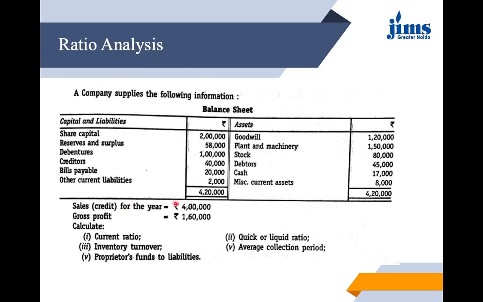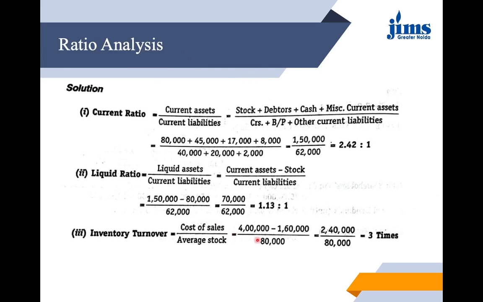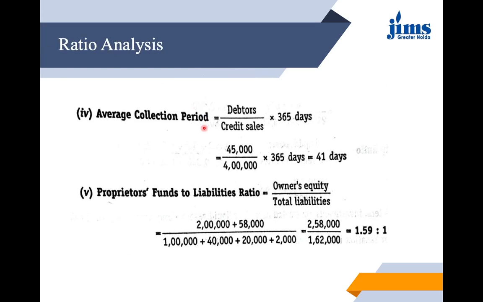Actually we are having credit sales and the gross profit, so we can obtain cost of sales by subtracting these two. So 4 lakh minus 1 lakh 60,000. Average stock is 80,000. So we are getting inventory turnover ratio as 3 times. Let us see the next ratio that we need to find out. Average collection period can be calculated by debtors upon the credit sales into 365 days. So we can put the values and find it out as 41 days.